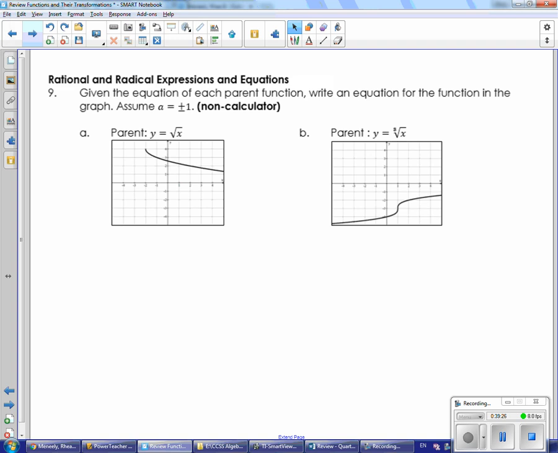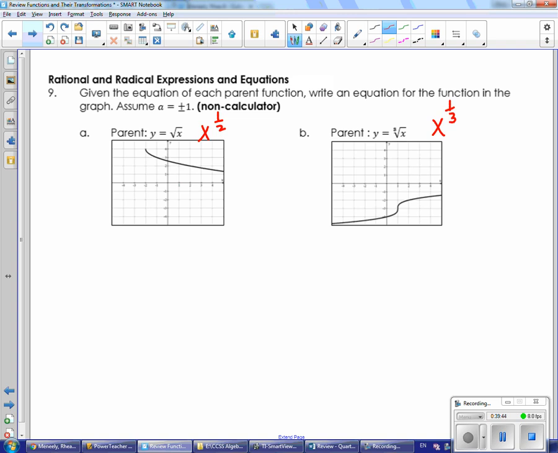These are the equations of the parent functions. In letter A, we're looking at the square root of x, and in letter B, we're looking at the cube root of x. And remember that this can be expressed with a rational exponent as well. Rational just means fractional.